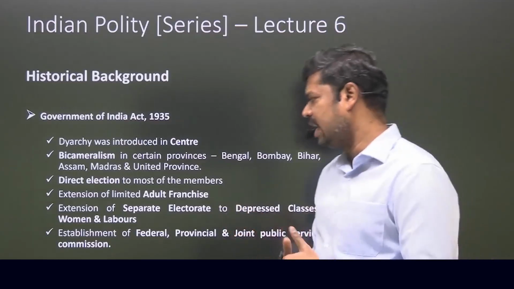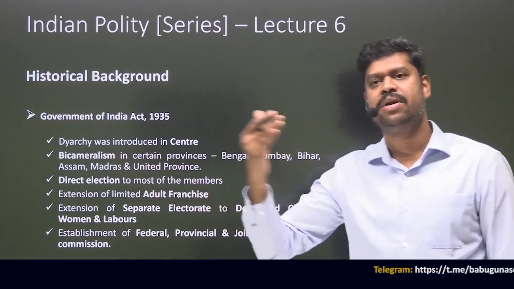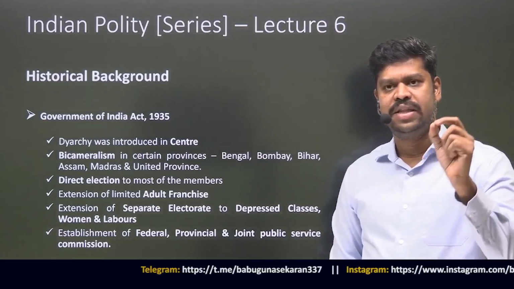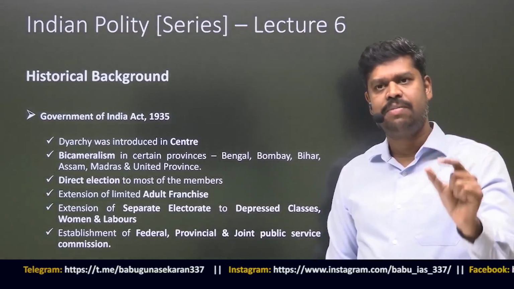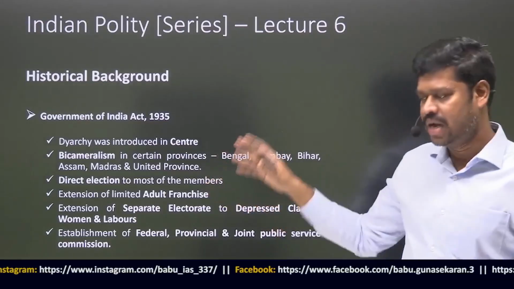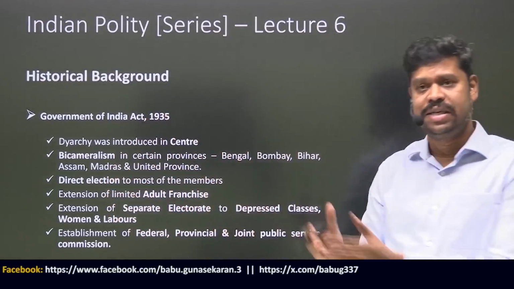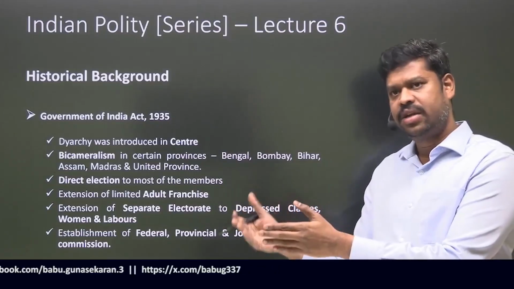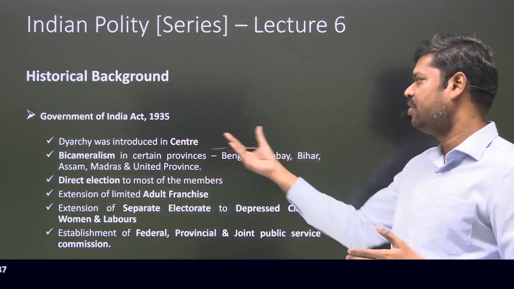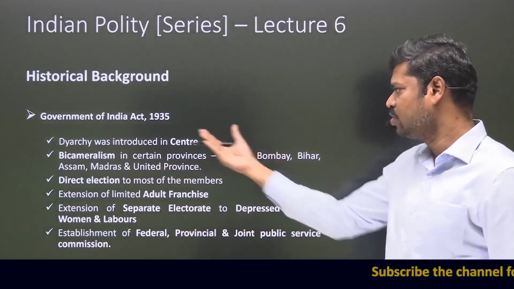And apart from that, what are the other important developments? One is that they introduced what is called bicameralism even in the provinces. Now remember, bicameralism was initially brought in only in the central legislature. But after the Government of India Act 1935, bicameralism was also extended to the provinces. Say for example, today in the state legislature, if the states want, they can have what is called a legislative assembly and a legislative council. Similarly, at that point of time, they allowed bicameralism for the state legislature as well. And some of the states today are also having bicameralism.